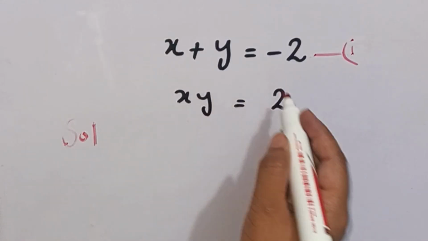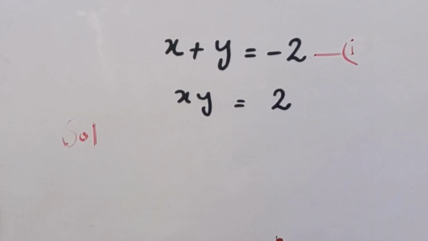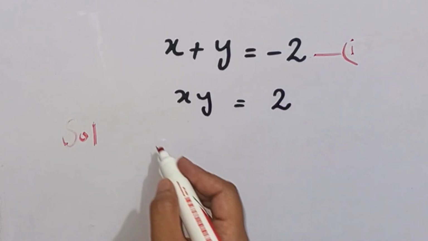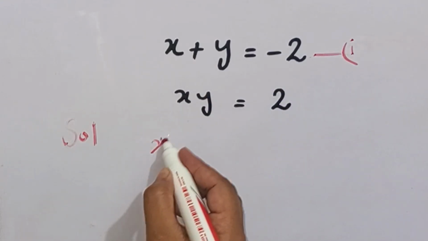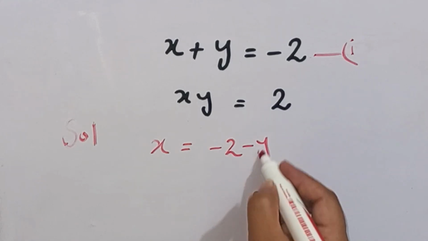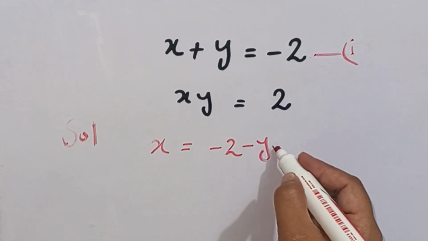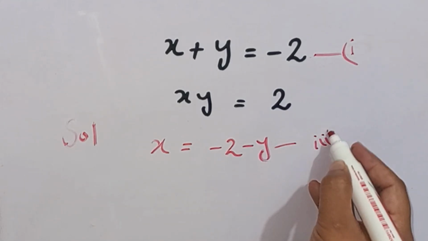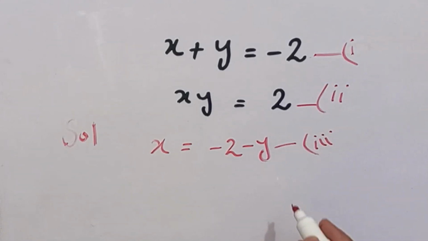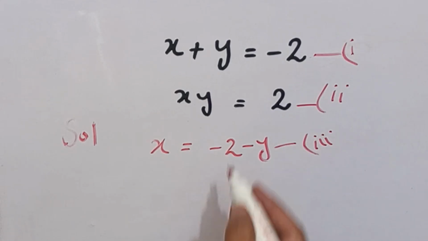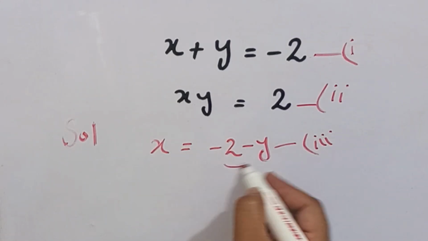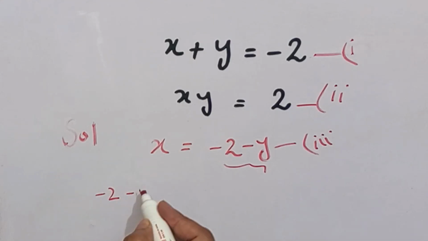Look at this first equation. We have x plus y equal to -2. In this equation, we subtract y on both sides of this equation. Then we get x is equal to -2 minus y. This is our third equation, and this is our second equation. Now we put this third equation into the second equation. So this is x, and we replace x by this one, -2 minus y.